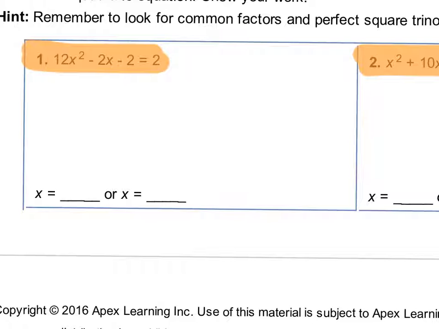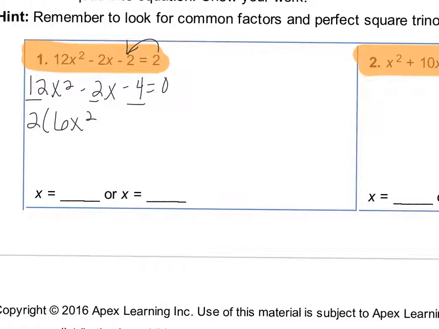Next step is to solve the quadratic equation by moving the 2 to the other side. So you're going to have 12x squared minus 2x minus 4 equals 0. Looking at all of your coefficients, they all have a factor of 2. So you can factor out a 2. So you'll be left with 6x squared minus x minus 2 equals 0. If you have a 2 on the outside, you can divide both sides by 2. When you divide 0 by 2, it's just 0. So that'll leave you with 6x squared minus x minus 2 equals 0. The 2 goes away because both sides get divided by 2.